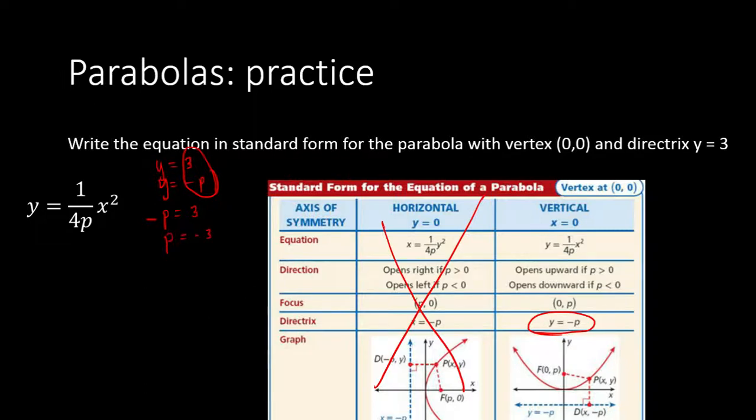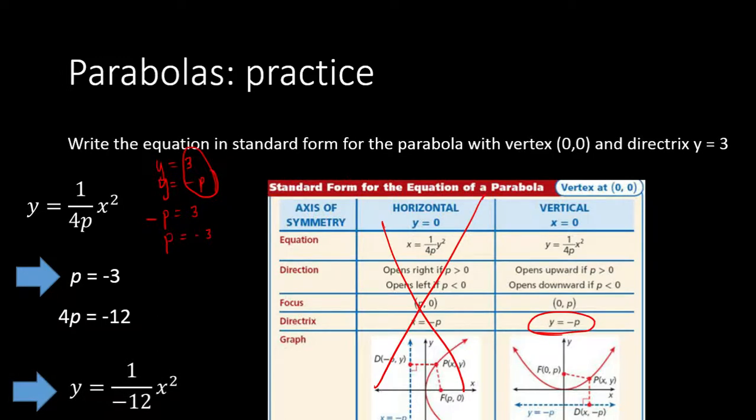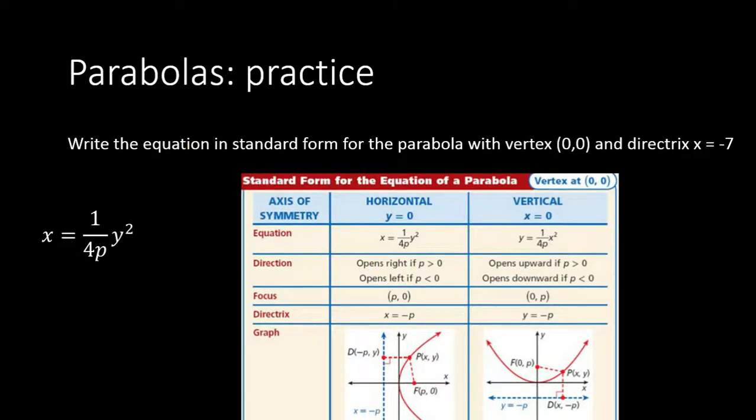If you need to take a moment, pause the video and work out your signs really quick. I encourage you to do so. Make sure you understand where I got that from before you move forward. So if p equals -3, then 4p equals -12, and we're ready for our solution: y equals 1 over -12 x squared. It's as simple as that. The main thing we have to worry about is just figuring out if it's a horizontal or vertical parabola, so we're not getting tripped up there.